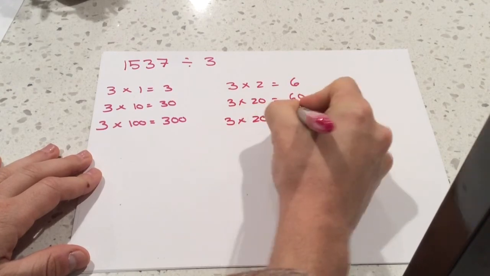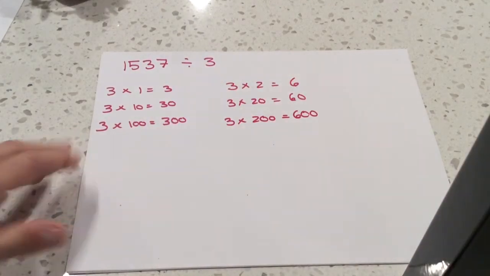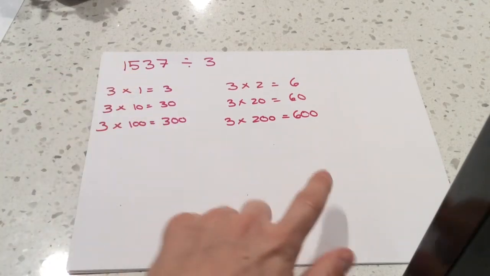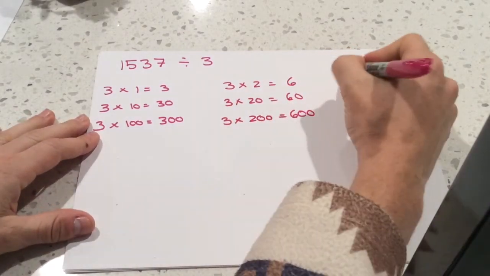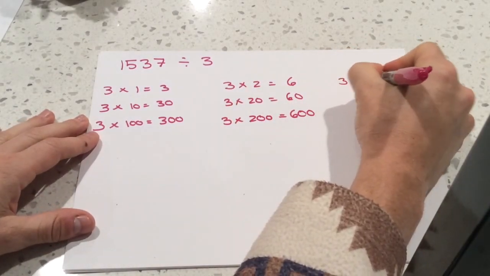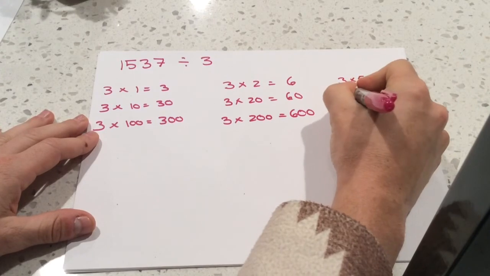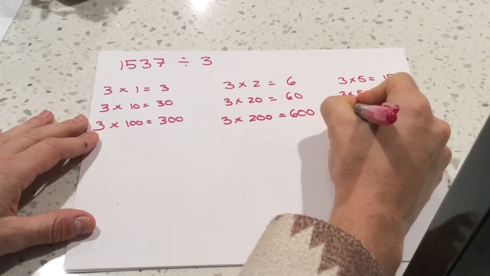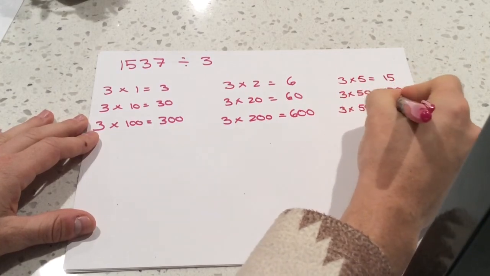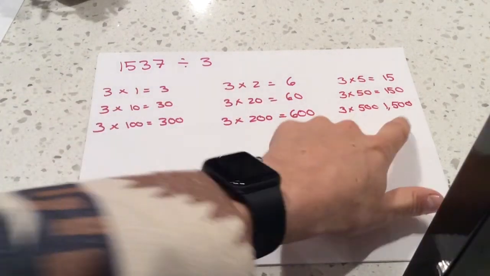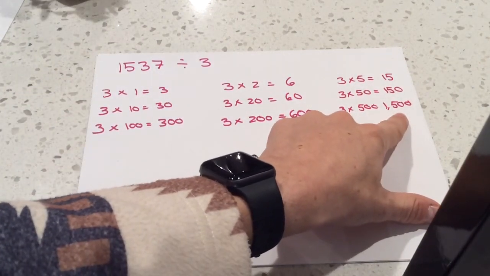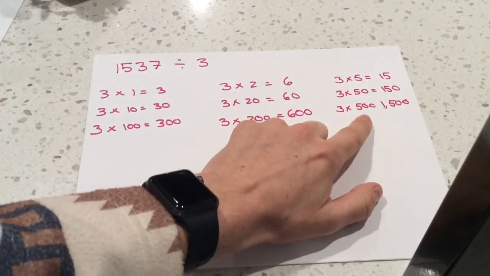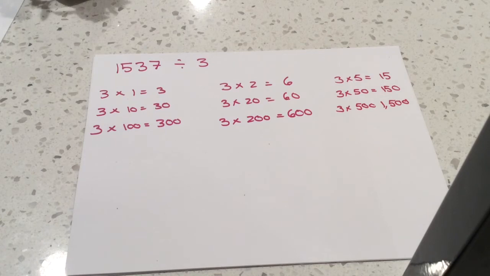But as a smart mathematician and knowing my basic facts, I know that 3 times 5 will give me 15. And I'm starting to think about this idea of adding on zeros. So if 3 times 5 is 15, well then I know 3 times 50 is 150. And I know 3 times 500 is 1,500. And right away, I know that that number is definitely going to come into play here because I'm at 1,537. So my answer is going to be pretty close to 500. And let's see if I'm correct.